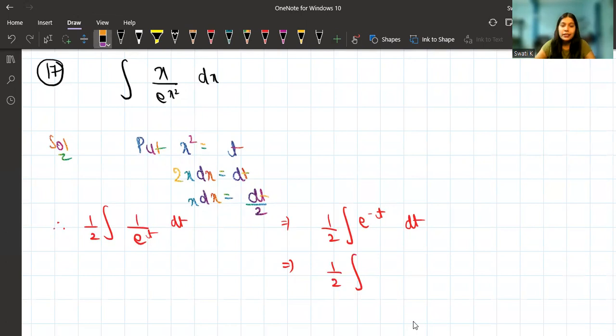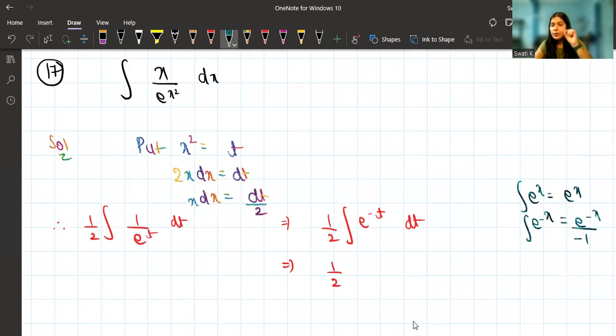Okay, I can do the integration here directly. So e raised to x integration is e raised to x. But if you have integration of e raised to minus x, it will become e raised to minus x upon minus 1. Okay, so whatever is the coefficient of this x, you have to divide by it. So this will become e raised to minus t, and then of course minus 1 as well, and then plus constant of integration. Clearly, this is nothing but minus 1 upon 2 e raised to minus t, which is e raised to minus x squared, plus c.